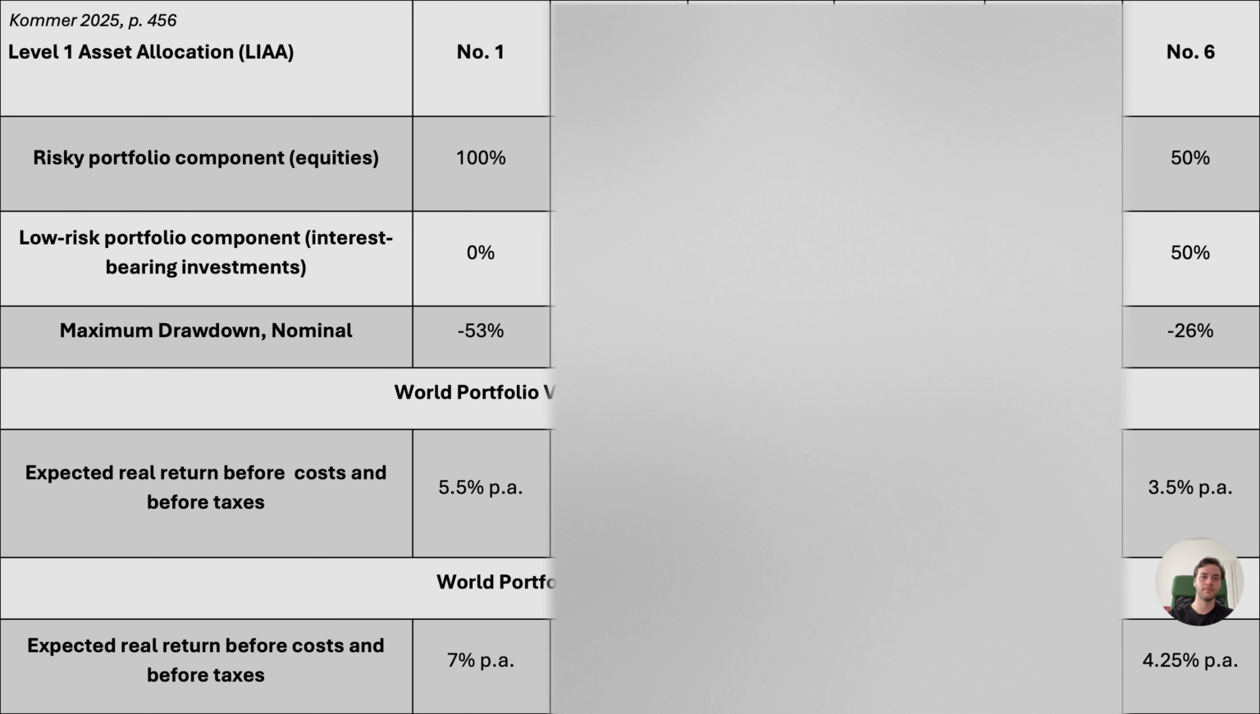And now let's have a look at this table. It's from Commer, page 456. And here we can see the percentage of the risky part of the portfolio, and here is the low risk part of the portfolio. And of course, together it will always be 100%. So here it's 100% risky, so it must be 0% for the low risk part. And then he calculates this in 10 percentage steps.